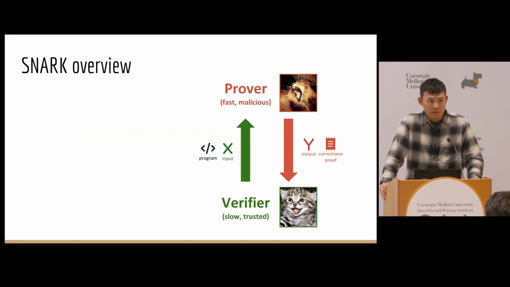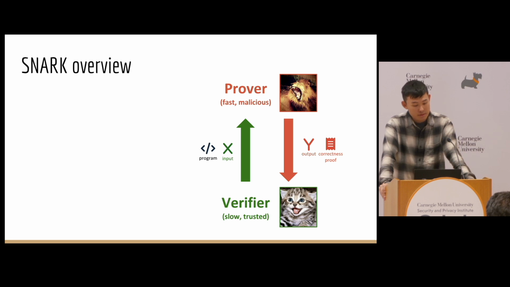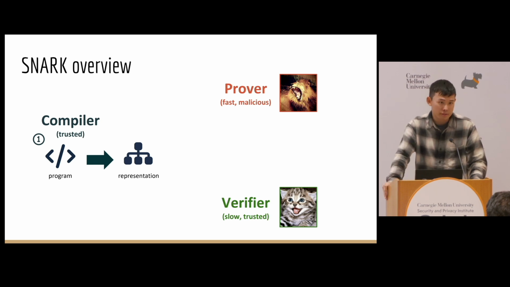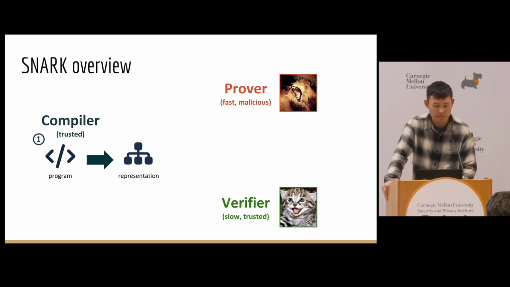Well, SNARK is a cryptographic tool that enables a slow but trusted verifier to outsource a computation to a fast but malicious prover. To achieve so, the verifier first invokes a trusted compiler to convert the program into some form of a representation that a proof system operates on.